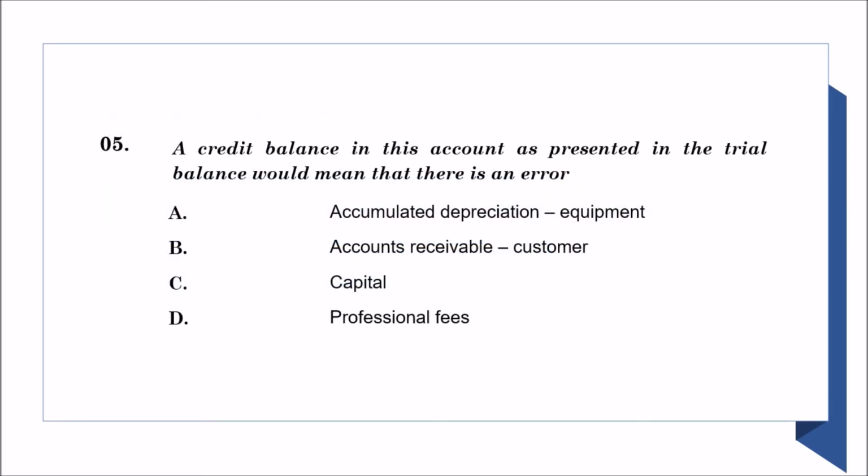A credit balance in this account as presented in the trial balance would mean that there is an error. A. Accumulated depreciation equipment. B. Accounts receivable customer. C. Capital. D. Professional fees. A credit balance in this account as presented in the trial balance would mean that there is an error. A, B, C, or D?